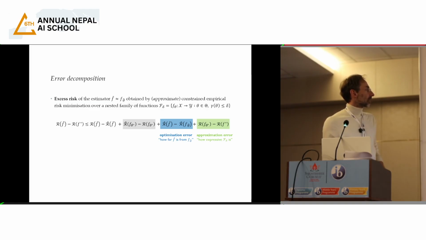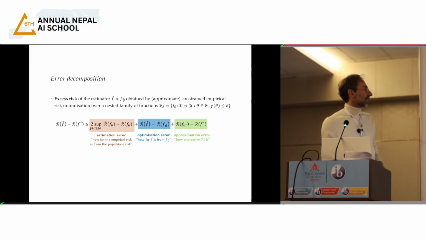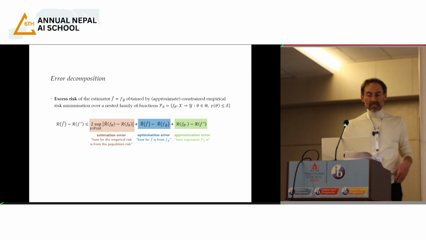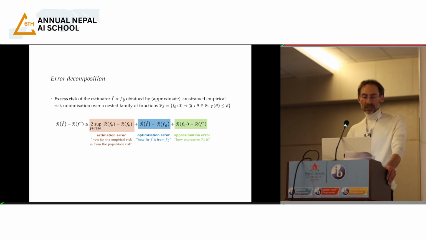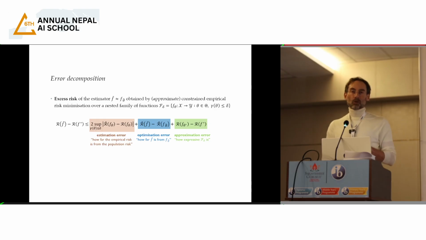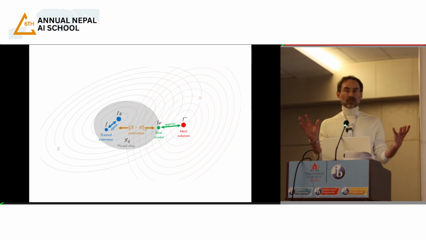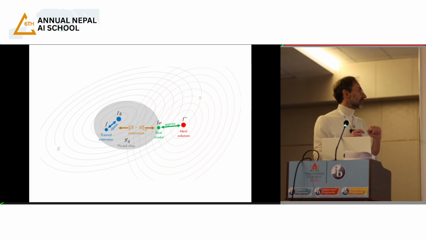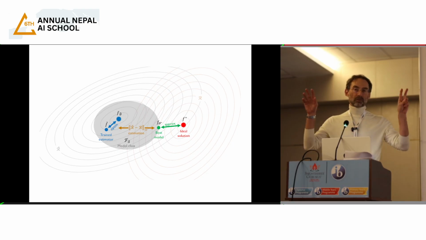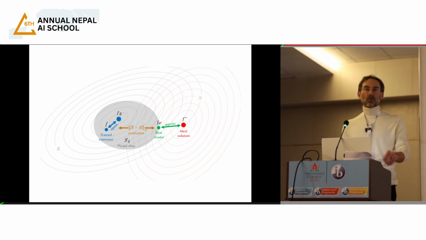I can upper bound it by twice the supremum, or the maximum, of the difference between r hat of f theta minus r of f theta. So this is the estimation error. This tells me how far the empirical risk is from the population risk, basically how far the apple is from the orange, because I'm minimizing a different function. It looks at the whole class of functions and the difference between these two, some kind of infinite norm, the supremum norm of the difference between the two.